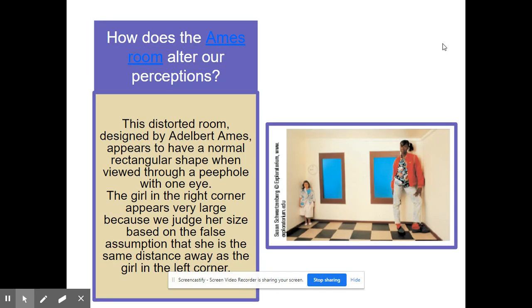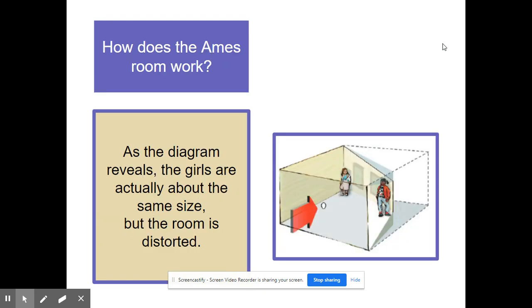How does the Ames room alter our perceptions? This uses those things that we talked about before, depth perception, size, and so on. How does this make it seem that the lady in the front is larger than the girl in the back? It's because the room is diagrammed so that the girls are actually about the same size, but the room is distorted.